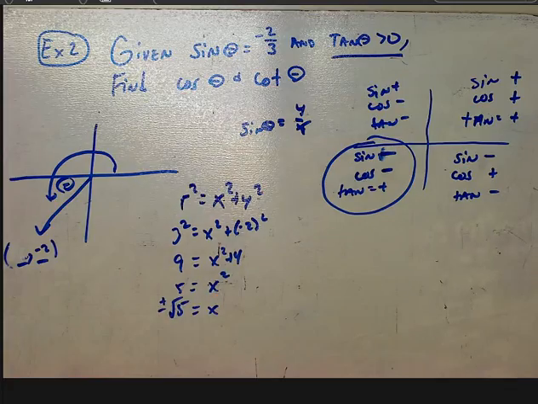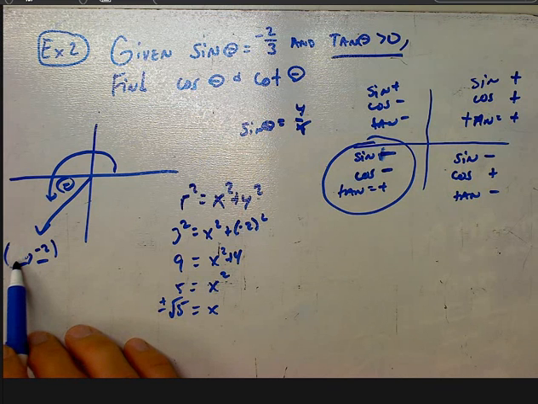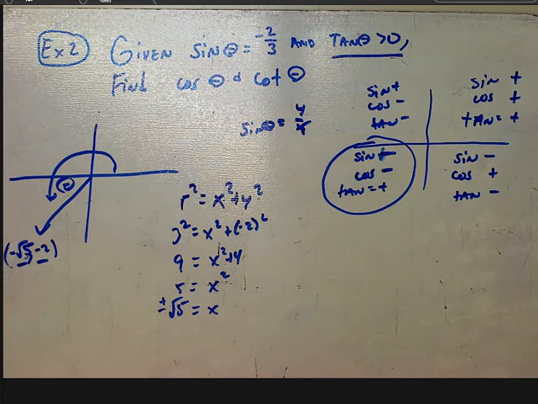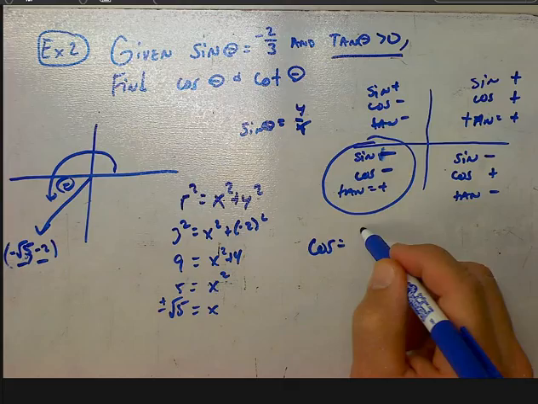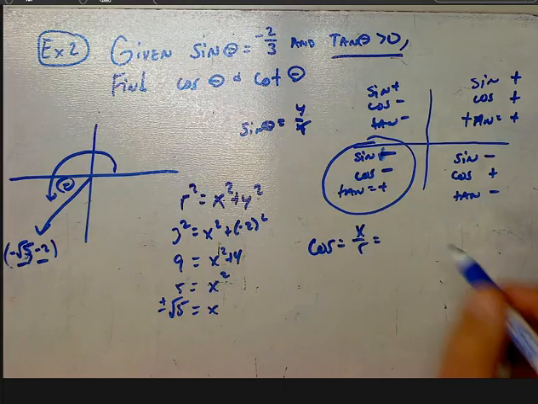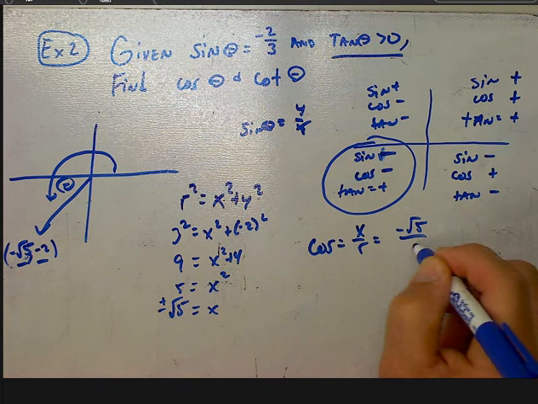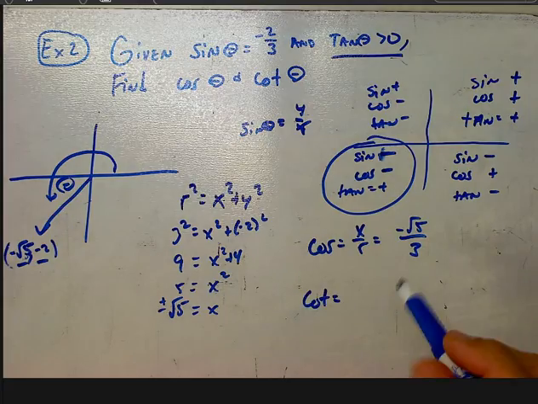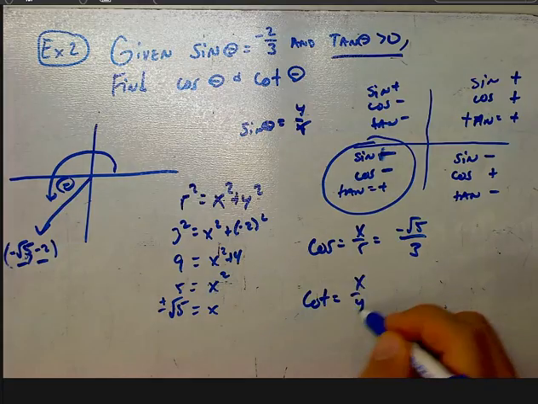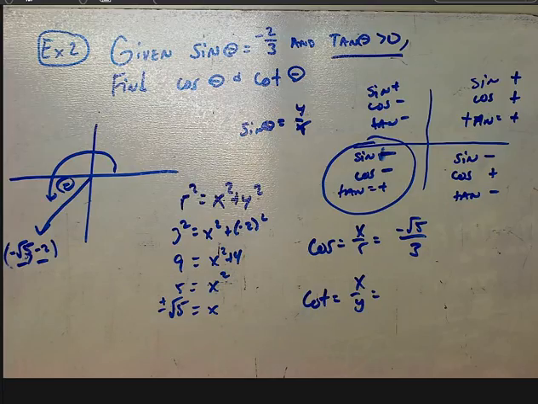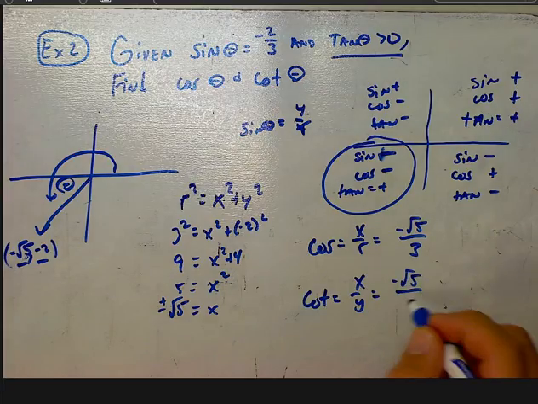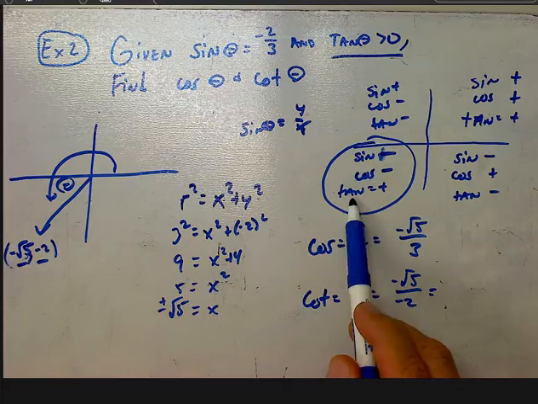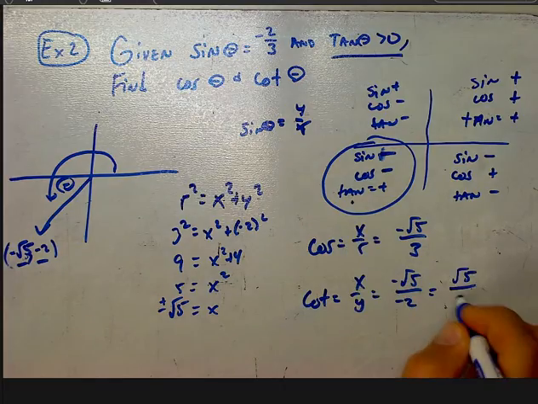And since we're in the third quadrant, it's going to be negative comma negative, so I know the negative square root of 5 is going to be x. Okay, so to find the cosine, it's x over r, and so it's going to be negative square root of 5 over 3. There's the cosine. Find the cotangent. The cotangent is known as x over y, and so that's going to be negative square root of 5 over the y value of negative 2, and holding true to a positive tangent, which means cotangent is also positive in the third, it's going to be positive square root of 5 over positive 2.